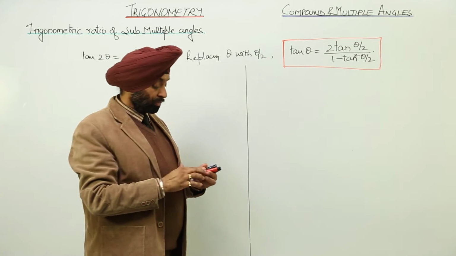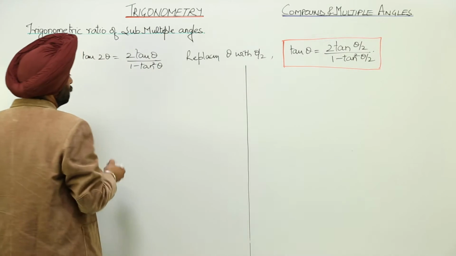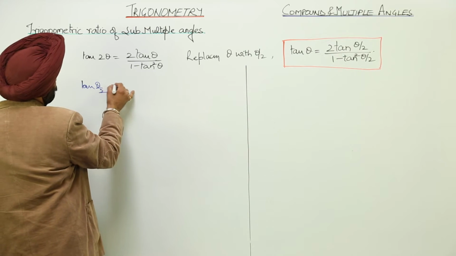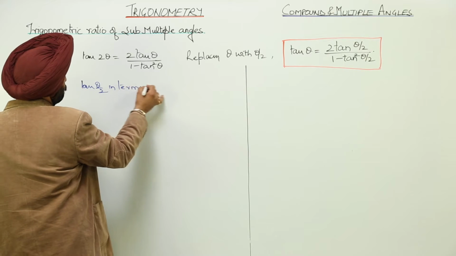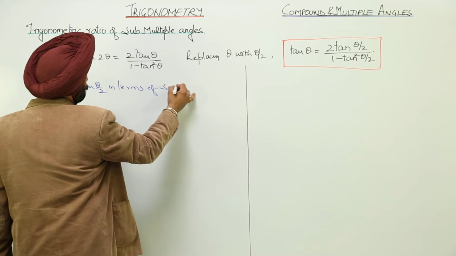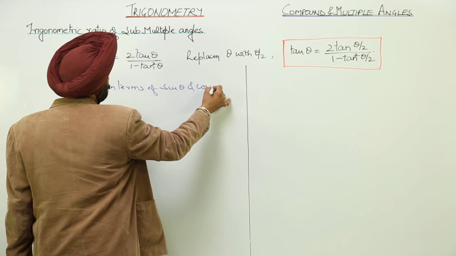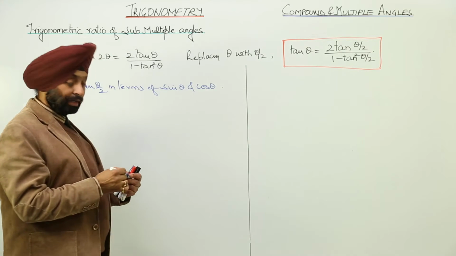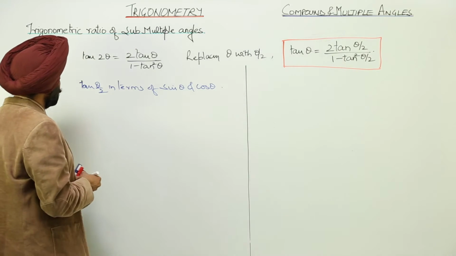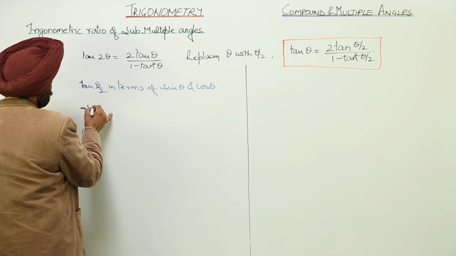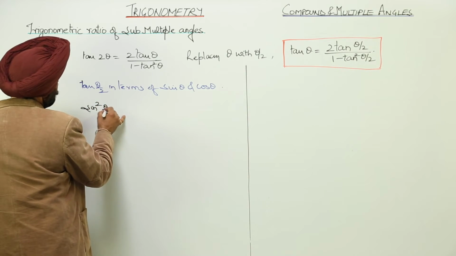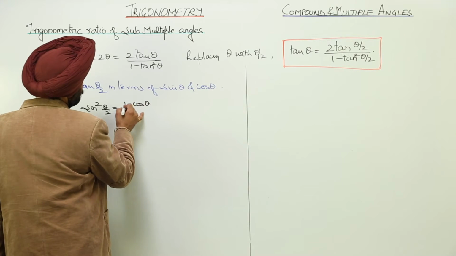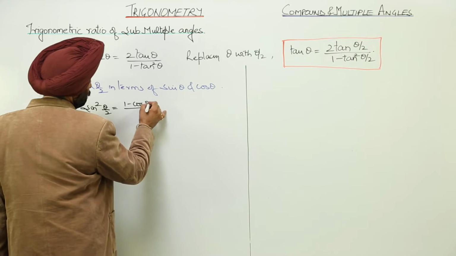Now let's find tan theta by 2 in terms of sin theta and cos theta. Tan theta by 2 in terms of sin theta and cos theta. Now we have already done that sin square theta by 2 is equal to 1 minus cos theta upon 2.